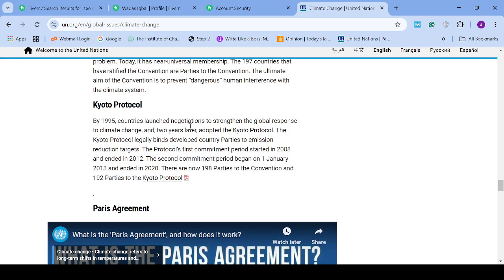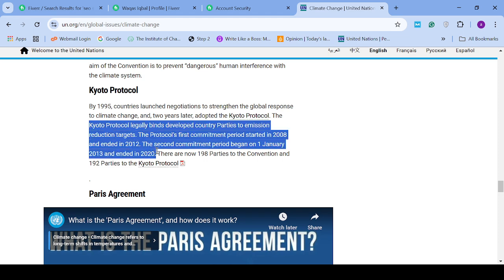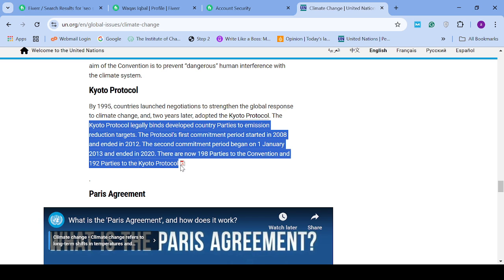By 1995 countries launched negotiations to strengthen the global response to climate change, and 2 years later adopted the Kyoto Protocol. The Kyoto Protocol legally binds developed country parties to emission reduction targets. The protocol's first commitment period started in 2008 and ended in 2012. The second commitment period began in January 2013 and ended in 2020. There are now 198 parties to the convention and 192 parties to the Kyoto Protocol. So these are important MCQs.